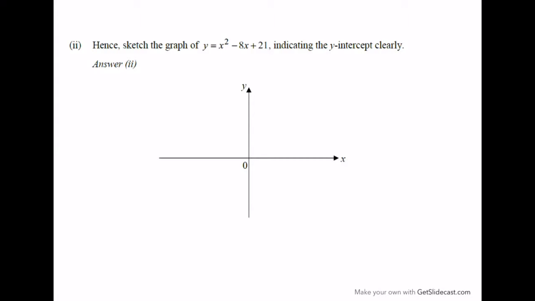Now, next part, we already know from the previous part, by completing the square, we have x minus 4 squared plus 5. So what does this tell us? This tells us that this actually is a positive x squared, so it's going to be a smiley face, and we will have a minimum point. Okay, and what can we find out from the completed square form?